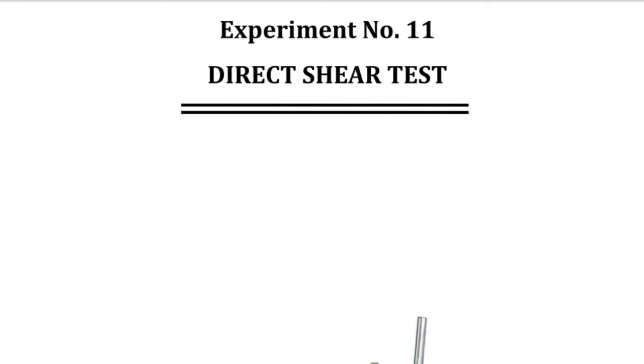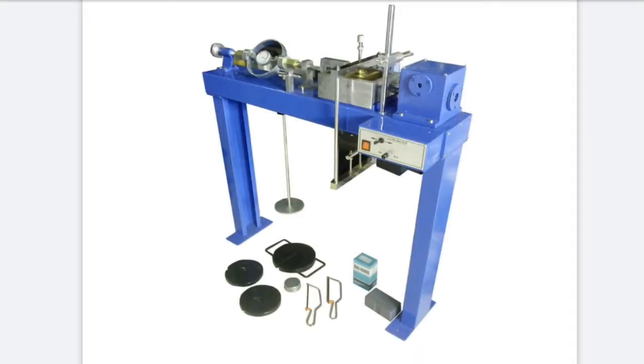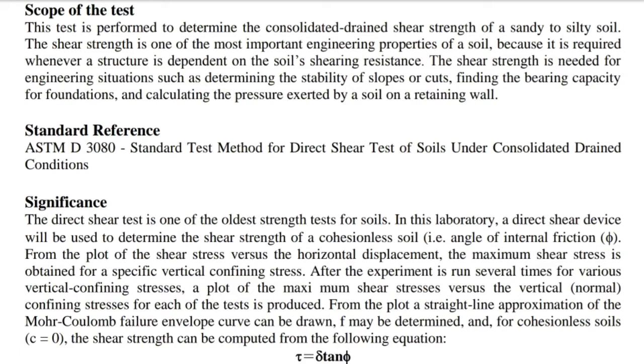Today we will learn direct shear test. Scope of the test. This test is performed to determine the consolidated drained shear strength of a sandy to silty soil. The shear strength is one of the most important engineering properties of a soil because it is required whenever a structure is dependent on the soil's shearing resistance.